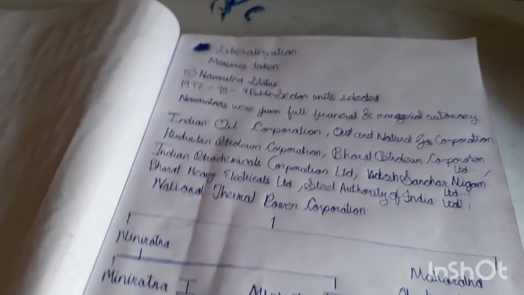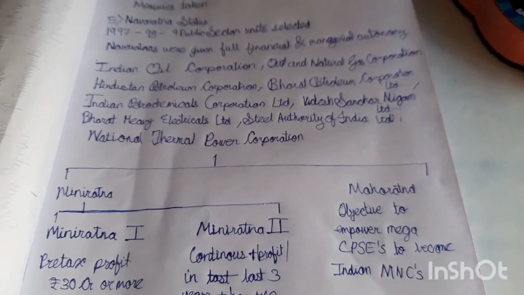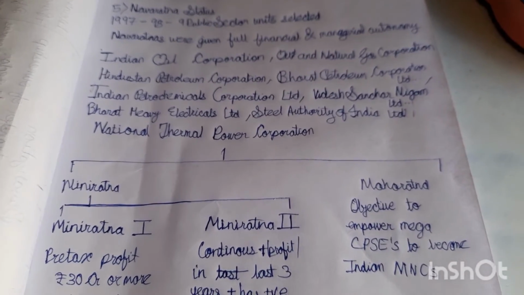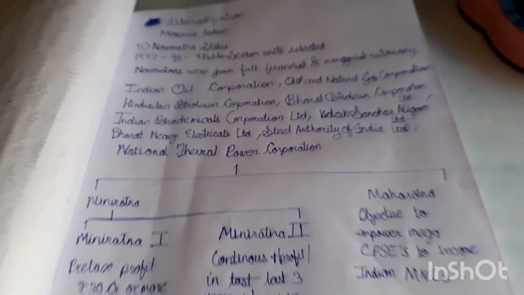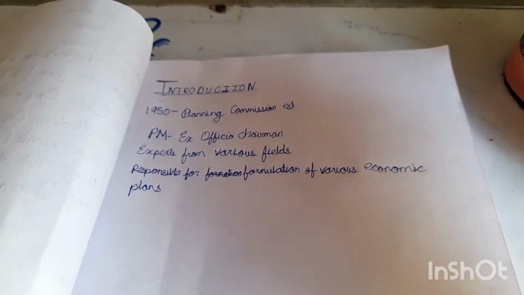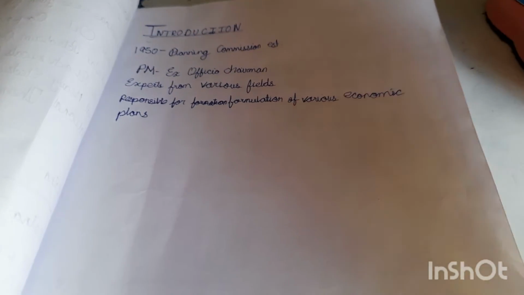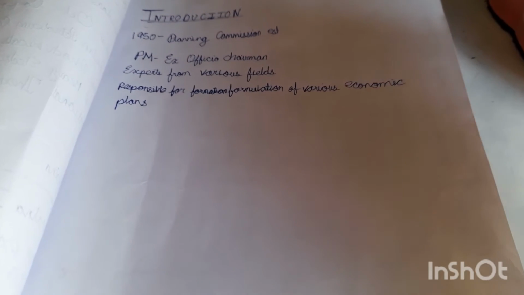Coming back to liberalization, in the measure stated Navratna status, I have written it down separately because I found it worthy of a long question. You may not. Planning Commission. A quick introduction. It was established in 1950. PM was the ex officio chairman. There were experts from various fields, and the Planning Commission was established for formation of various economic plans.